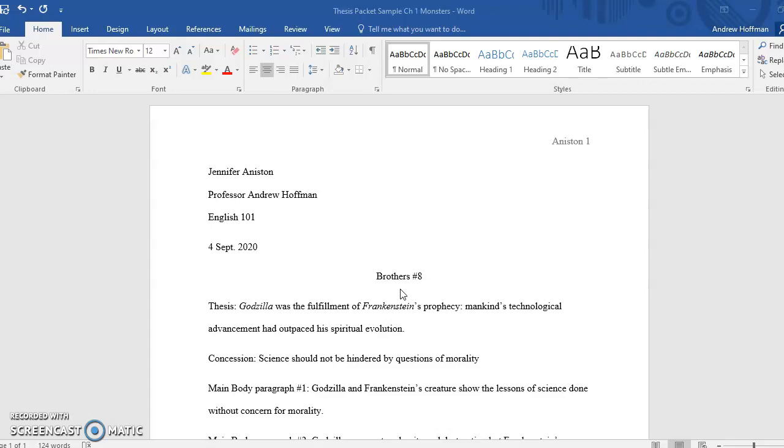So the thesis packet, I've asked for basically the thesis sentence, a brief outline, what I call a topic outline, and then one source. You only need to have one source for this assignment, and it may be a source from our book. So the question here is Brothers number 8, okay? Now, it doesn't matter if you're working on Brothers number 8 or not, right? That's the question number.